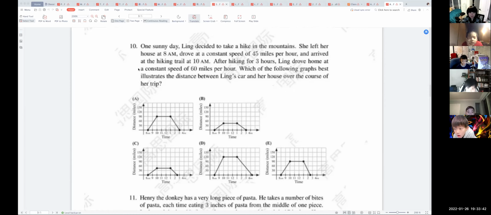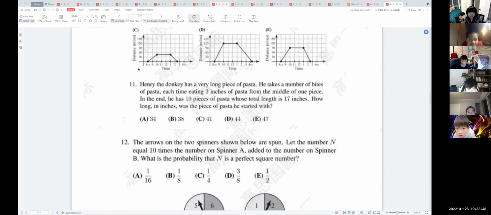Okay, so let's take a look at number 11. Henry and donkey. Why Henry and donkey? Henry 是个人，donkey 是个 donkey。Henry and donkey has a very long piece of pasta. I'm sorry, so Henry is a donkey's name. So Jerry is a human being's name. Okay, so let's take a look at this one. Everybody try to do number 11.